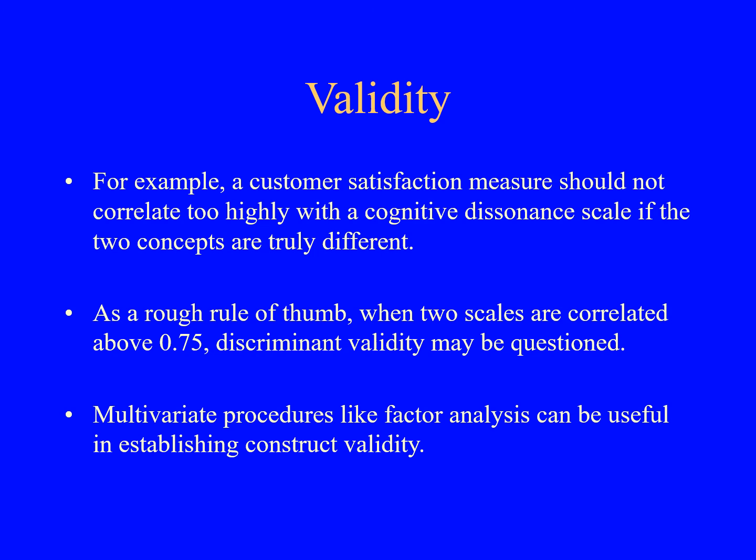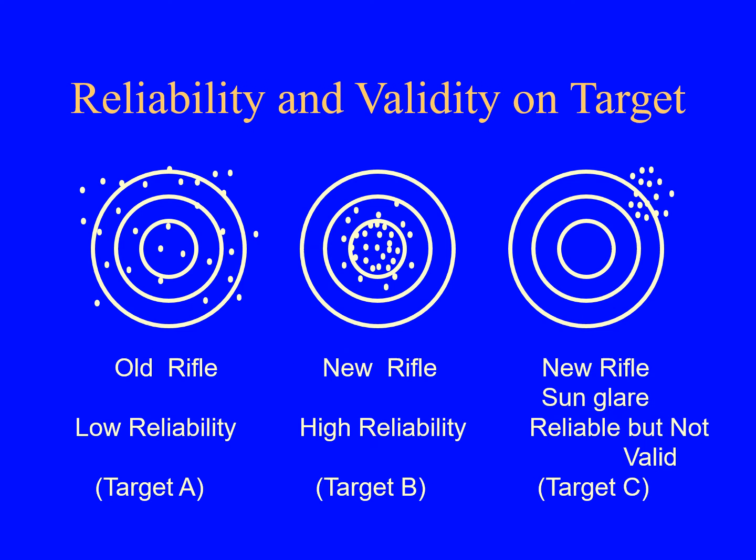Validity. For example, a customer satisfaction measure should not correlate too highly with a cognitive dissonance scale if the two concepts are truly different. As a rough rule of thumb, when two scales are correlated above 0.75, discriminant validity may be questioned. Multivariate procedures like factor analysis can be useful in establishing construct validity.